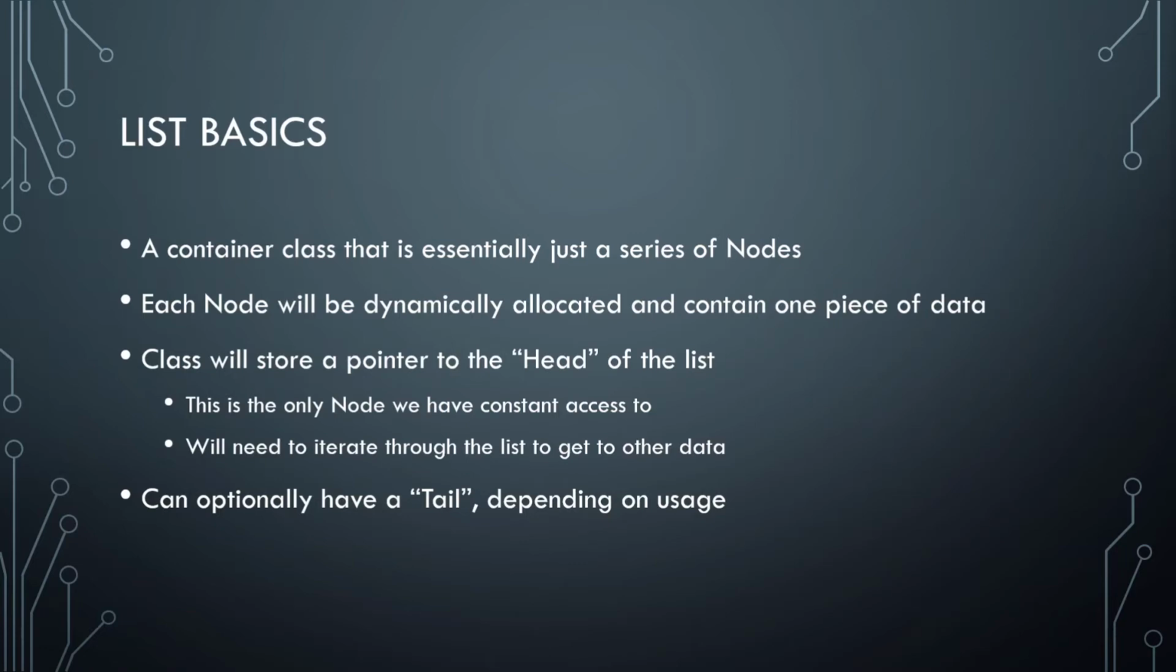We can also have a tail pointer as well, depending on what we need to do. So this isn't necessary, but it could be advantageous for us. For example, if we need to add to the end of the list. So if we wanted to do something like queue ordering, where we're adding to the back, and removing from the front, then we would want to have a tail pointer so that we could add to the back at an order 1 complexity.